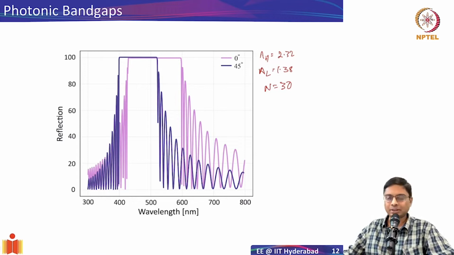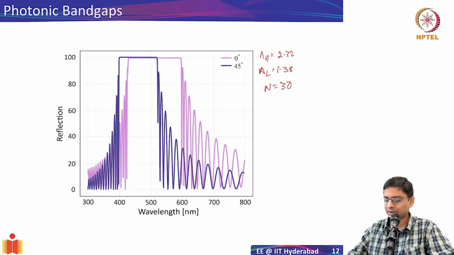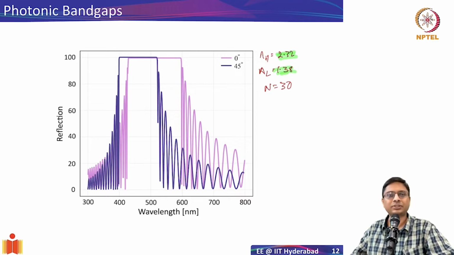And towards the end I showed you some examples, and this is one such example, the last one I believe. I didn't have sufficient time to describe it. So essentially we have a stack of layers of high index and low index, specifically 2.32 and 1.38, and there are 30 of these unit cells which are repeated. And if you look at the reflection of this structure, it looks like what is shown on the figure here.